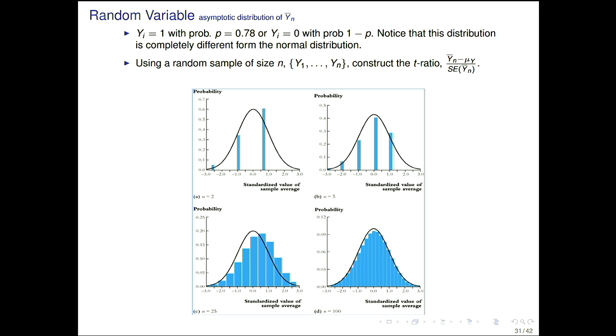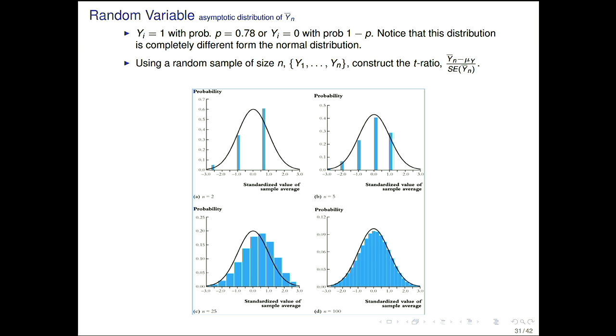We observe 2 random variables. If both of them are 0, then the sample mean is also 0. If both of them are 1, then the sample mean is also 1. If one is 0 and the other is 1, then the sample mean is 0.5. So we have 3 possible values for the sample mean. And when we take this ratio, it converts to something like this. So this is the exact distribution of the sample mean for this random variable when the sample size is 2.